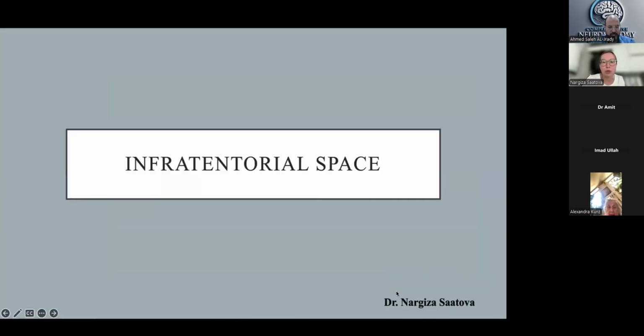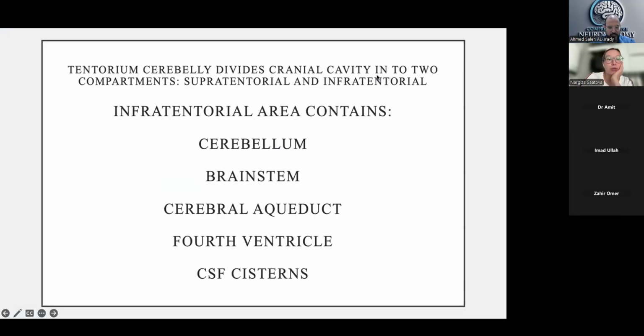So today I will be talking briefly about the infratentorial space. The tentorium cerebelli divides the cranial cavity into 2 compartments, basically supratentorial and infratentorial compartments. The infratentorial area contains the cerebellum, brainstem, cerebral aqueduct, fourth ventricle, and CSF systems. They are all connected with each other with neurovascular structures.